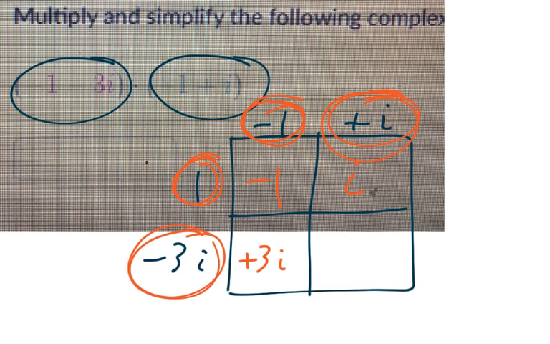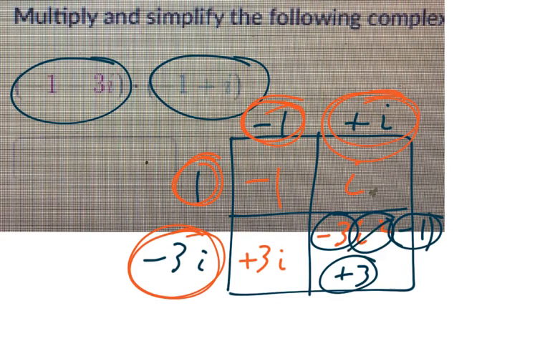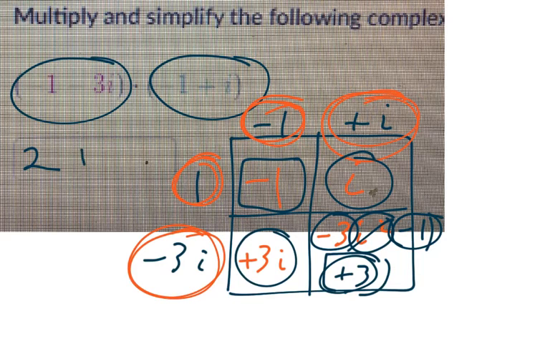And i times negative 3i is negative 3i squared. But i squared is negative 1. So I get a positive 3 there. Negative 3 times negative 1 is positive 3, right? So, what is my answer? Negative 1 plus 3 is a 2. i and 3i is 4i. Okay?